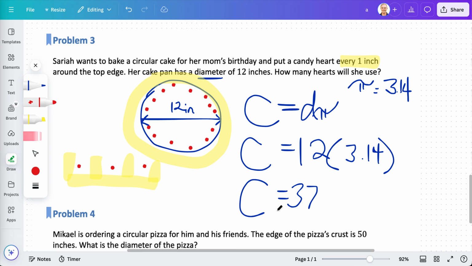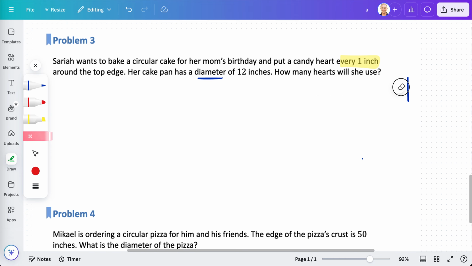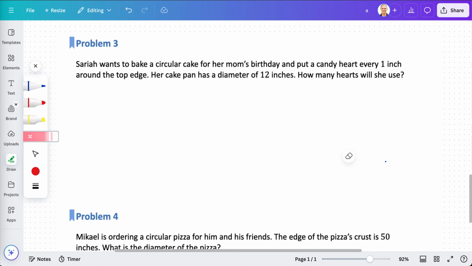And I'm going to say 36 divided by... we have 37.68 inches for the circumference, and I would round down because that way you can get one heart every 1 inch. So the answer will be 37 hearts.